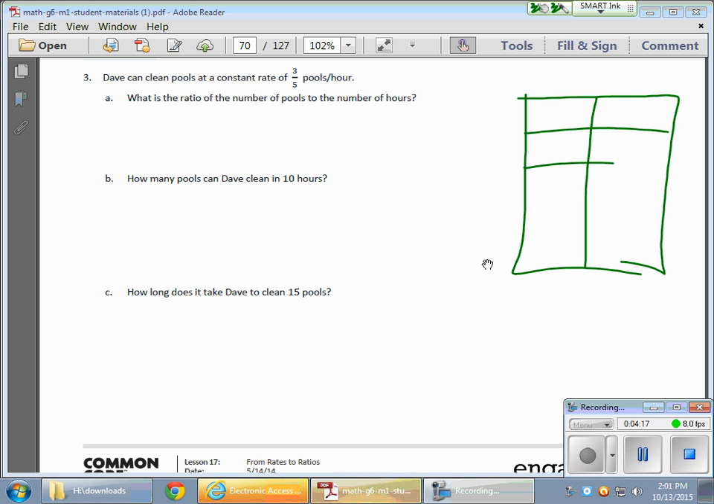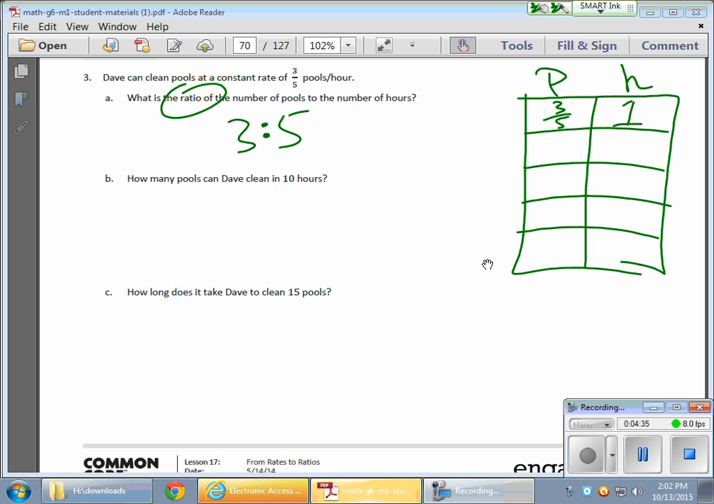I'm going to draw this out. Lots of ways to do this, by the way. So I have pools and I have hours. He's going to clean 3/5 of the pool for every hour, which means if I want to turn this into a ratio, he's going to actually clean 3 pools in 5 hours, 3 pools in 5 hours' time.